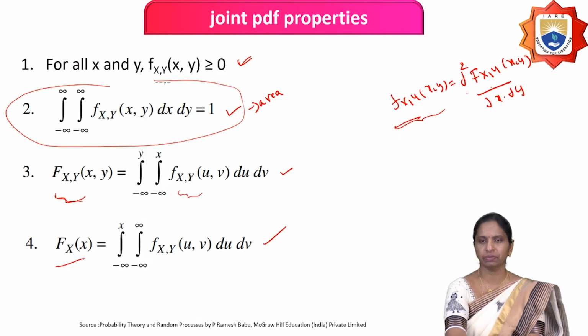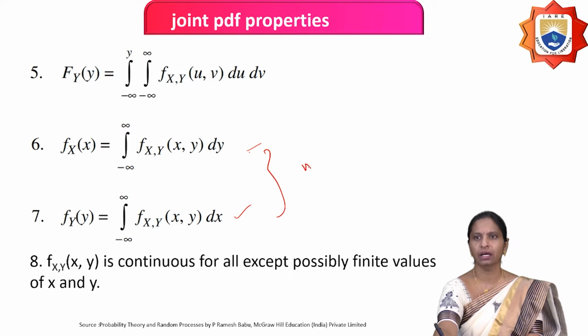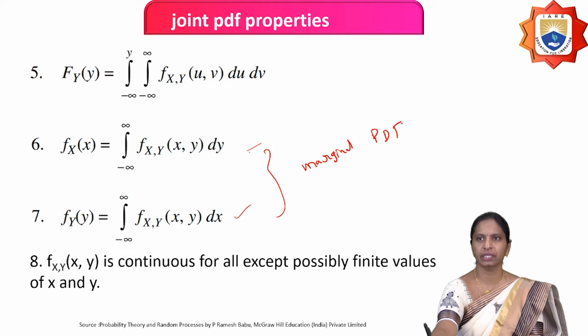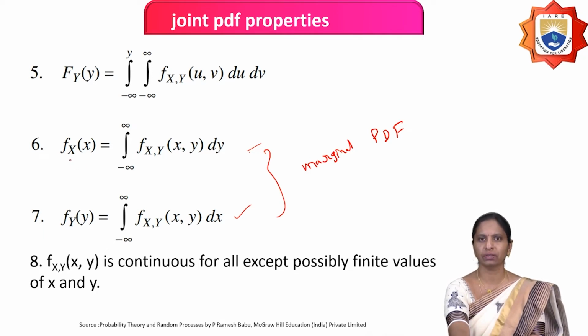The fourth property and the fifth property give what? The marginal distribution functions of the random variables x and y. And the sixth and seventh properties state the marginal density functions, so marginal PDFs, probability density functions. The marginal density functions can be obtained by keeping any one of the variables at infinity. If you want the marginal density function of x, you have to keep y as infinity. If you want the marginal density function of the random variable y, you have to keep x as infinity and integrate with respect to x only.